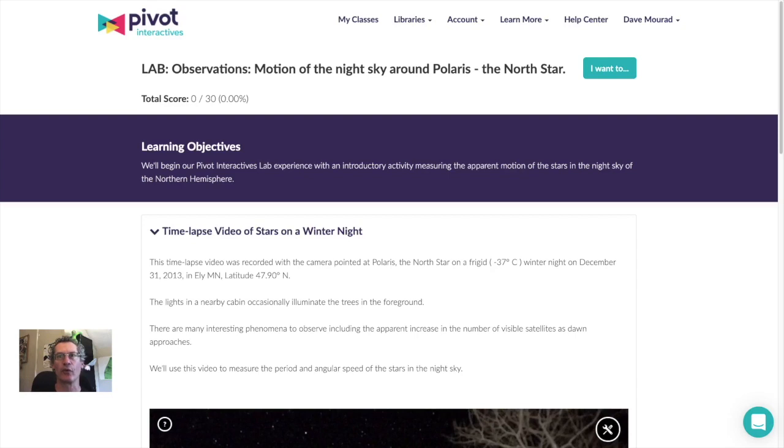Hello there, welcome to Lab Observations, Motion of the Night Sky around Polaris, the North Star. This is all in Pivot Interactives. So welcome to Pivot Interactives. Here's how it all works.